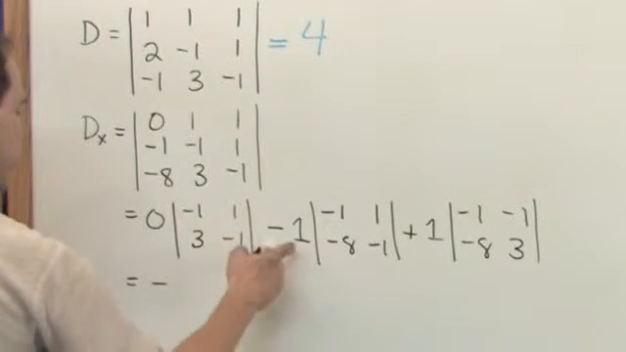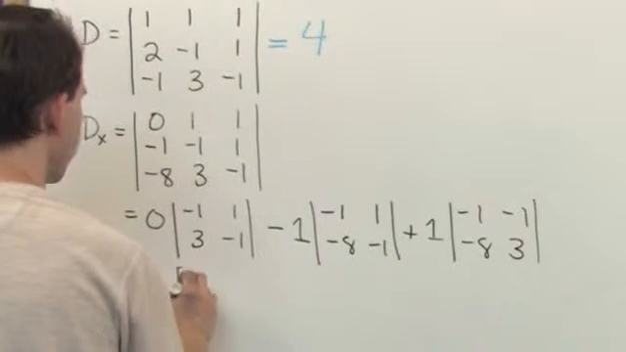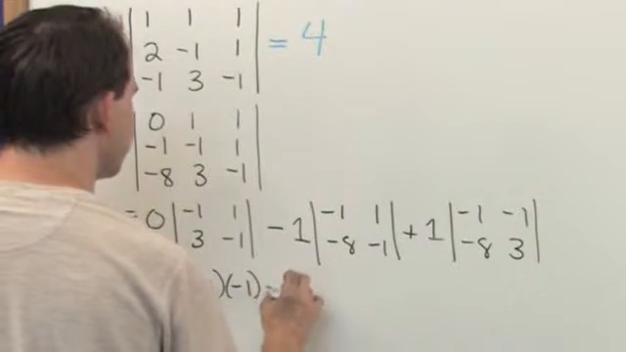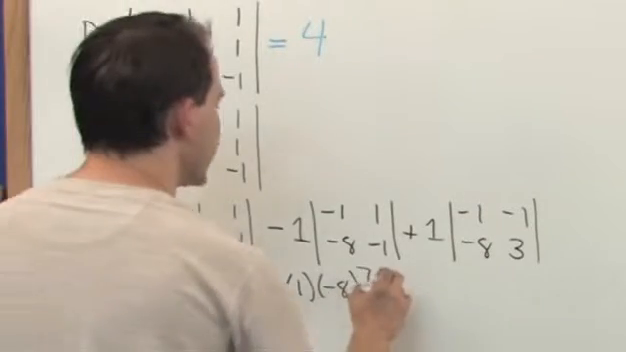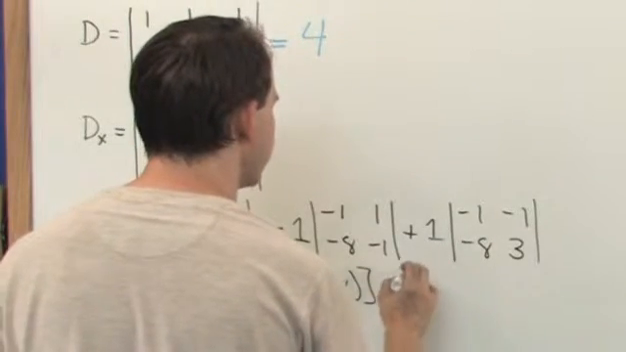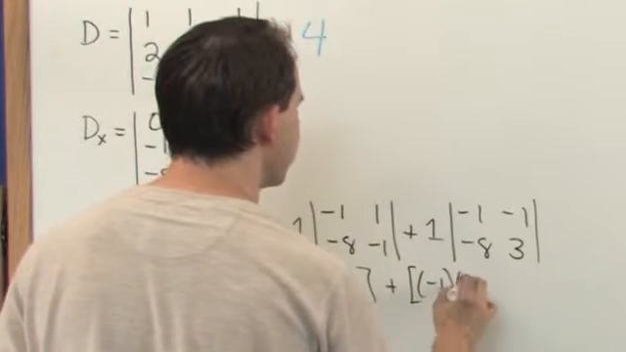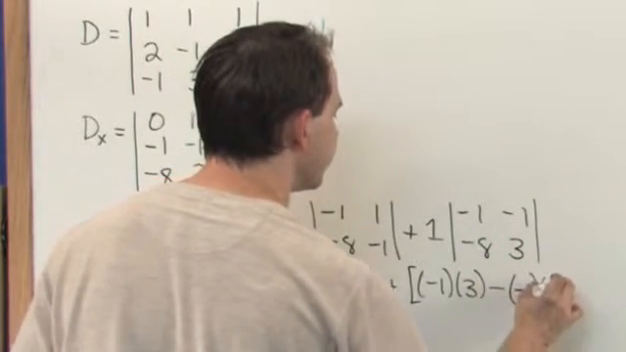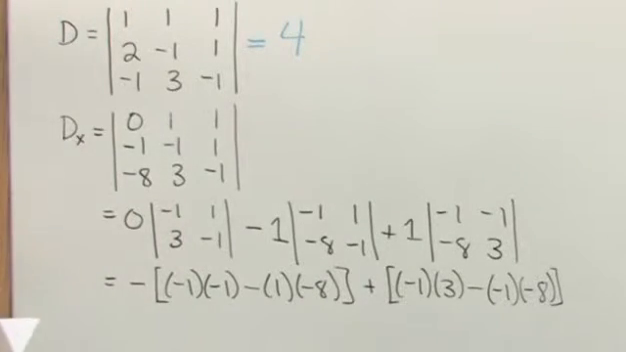What you're going to have here from the negative 1, this is going to be a negative out front, and inside you just go with your x. So you're going to have negative 1 times negative 1 minus 1 times negative 8. Okay, like that. And then over here you're going to have a 1 outside, so you're just going to have on the inside taking this determinant, you're going to have negative 1 times 3 minus negative 1 times negative 8. Okay, just like that. Negative 1 times negative 8, okay?